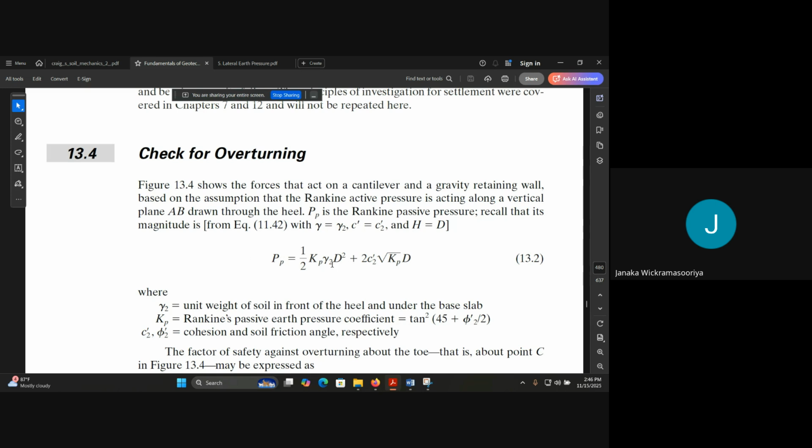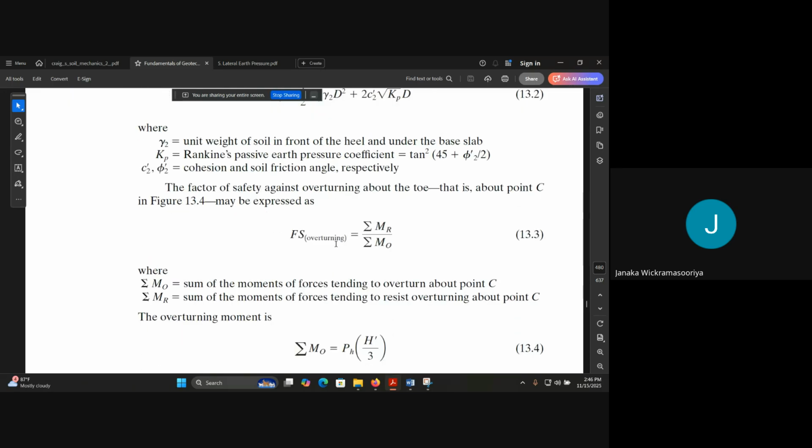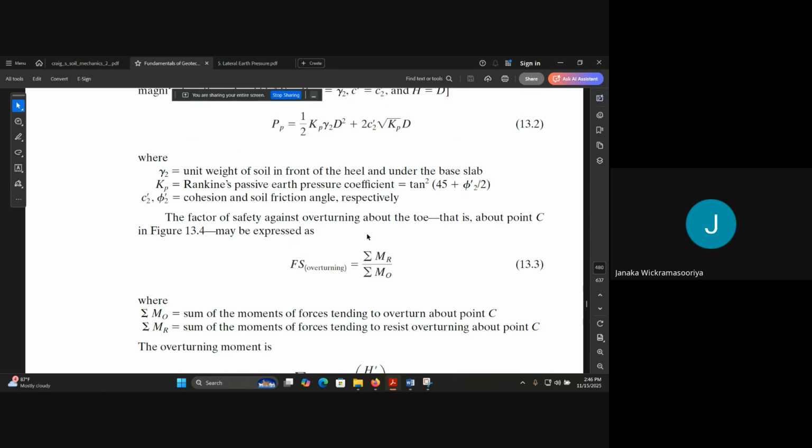So using this equation, we can find the passive force, or else we can neglect that passive force also. So the factor of safety against overturning can be found like this.